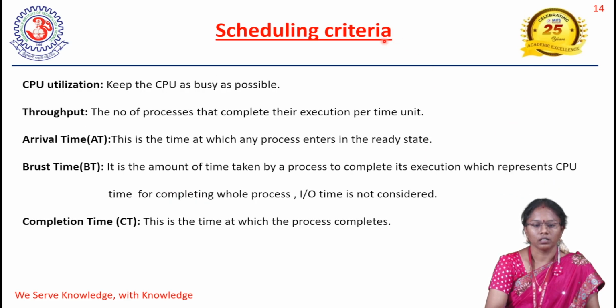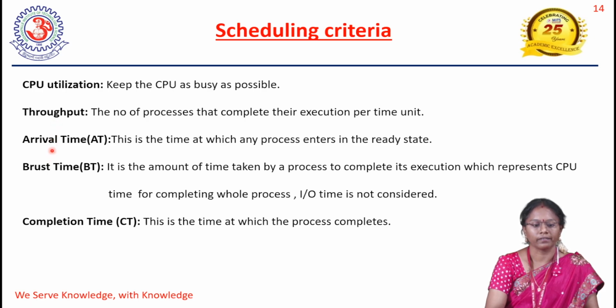These are all the important criteria we need to understand before entering the CPU scheduling concept. First one, CPU utilization. That means keeping the CPU as busy as possible. That is called CPU utilization. Next one, throughput. Throughput means how many processes complete their execution per unit time. It is called throughput.